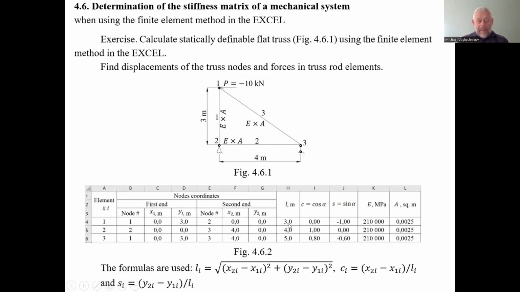Besides, from this initial data we got the geometric characteristics of the finite elements of the considered flat truss: the length of each finite element and the cosine of the inclination of each finite element to the positive direction of the abscissa axis of the global coordinate system. In the global coordinate system, we assume that the reference point is point 2 of the assigned truss, and the abscissa axis goes to the right and crosses point 3, and the ordinate axis is perpendicular and goes from reference point 2 to point 1.